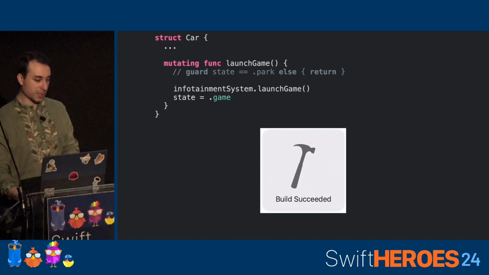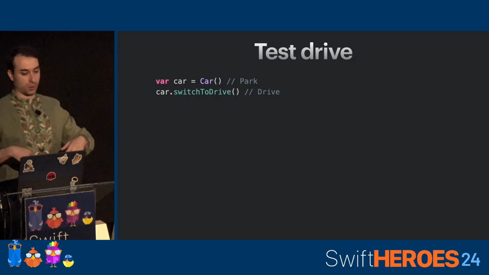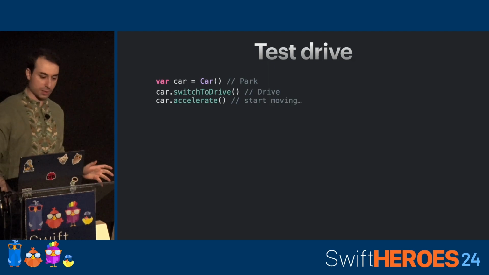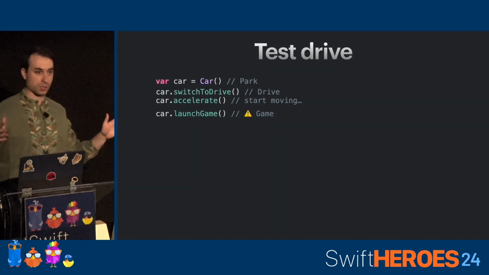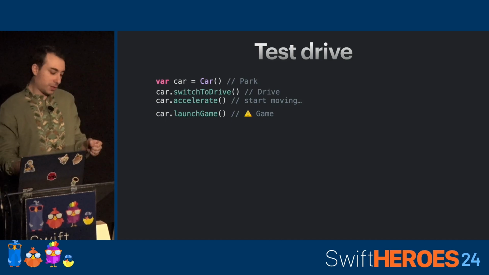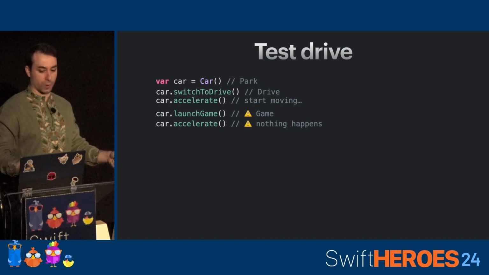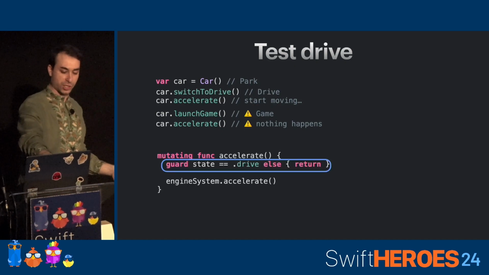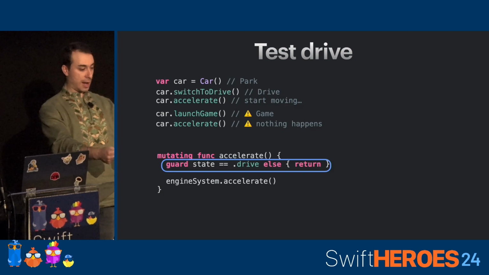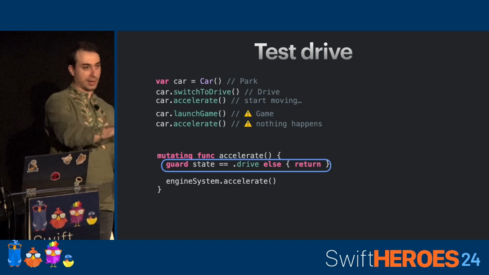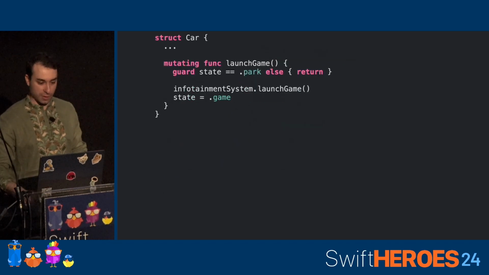So, okay, we make this mistake and we take the car on a test drive yet again. We start in the park mode, we switch to drive, we accelerate, the car is moving. We try to launch the game. Oh, and now the game actually launches, right? Because we removed the check. That's okay, just concentrate on the road, ignore the game, fine. Oh, but the acceleration doesn't work anymore, because remember, we still have the check that we must be in drive mode in order to accelerate, but we are now in game mode. So I'm on the road, overtaking the truck, but I can't accelerate, so this is really bad. So I brake and stop to save my life.